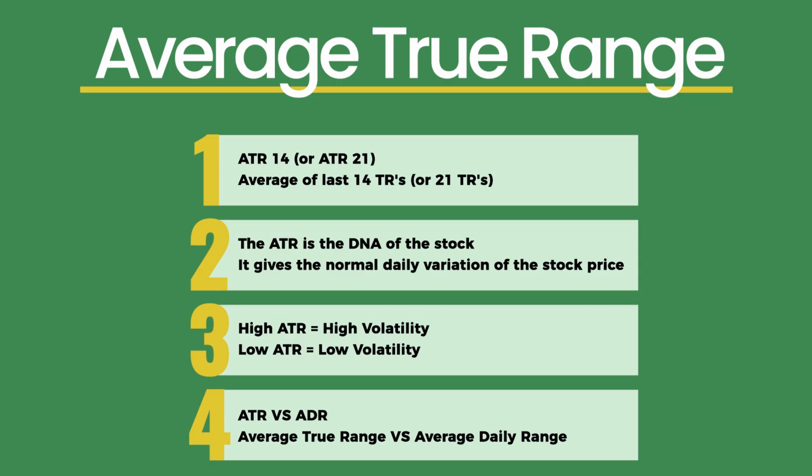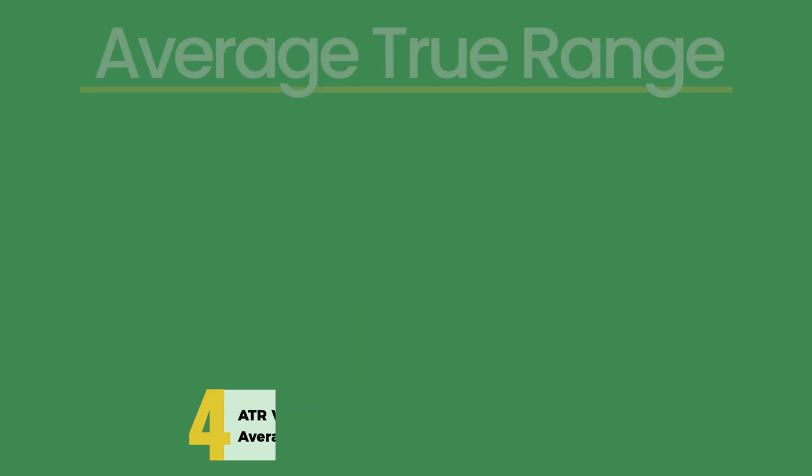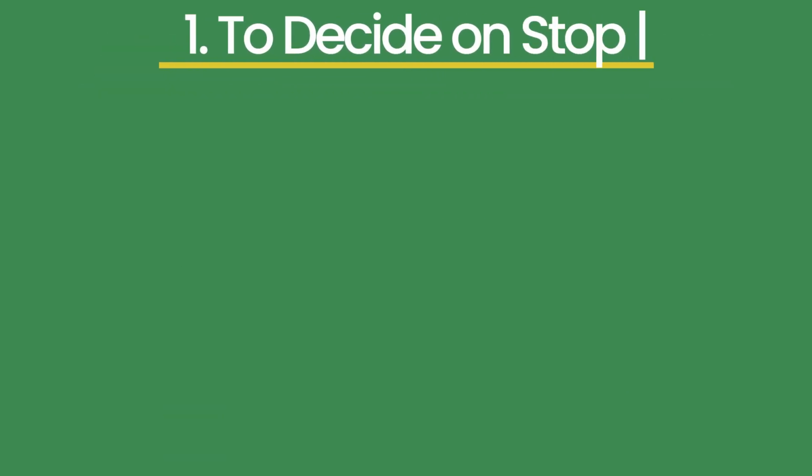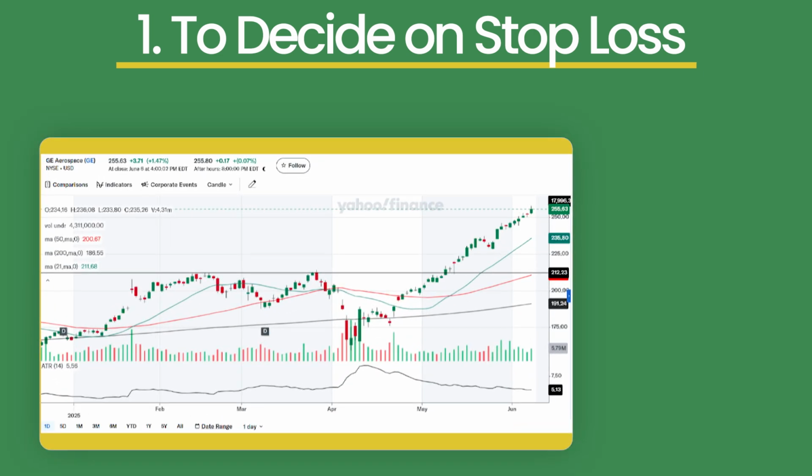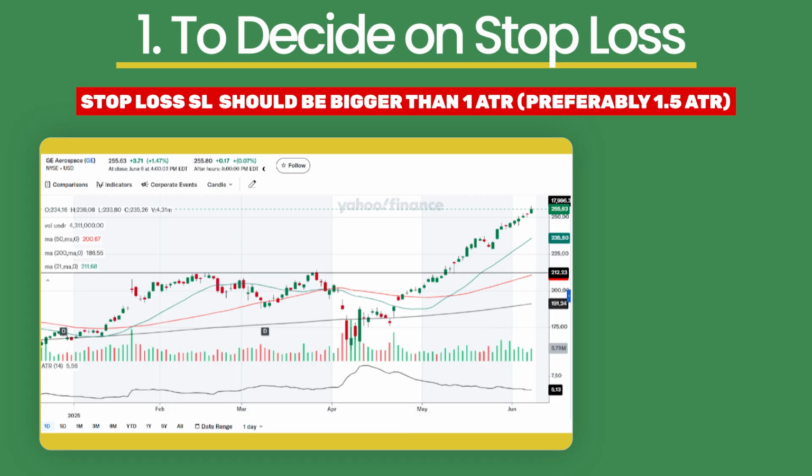Okay, now we understand the formula and what we mean by average true range. Let's see how we can use it. I'll give you 5 usages of the ATR. The first use of the ATR is to decide on the stop loss. Stop loss is very important. There is no trader trading stocks without a stop loss. You're doing anything other than trading if you do not use a stop loss.